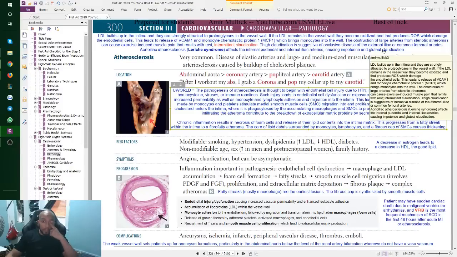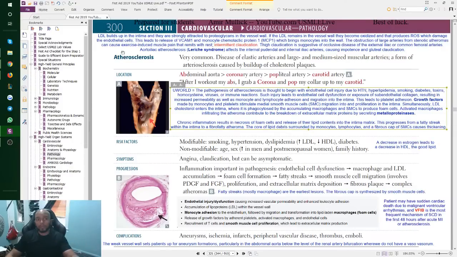The obstruction of large arteries from stenotic atheromas can cause exercise-induced muscle pain that remits with rest. So exercise-induced muscle pain that goes away when you stop exercising. That is called intermittent claudication, which is always a big sign of something wrong with your blood vessels, and in this case, atherosclerosis. Thigh claudication is suggestive of occlusive disease of the external iliac or common femoral artery. Aortic-iliac atherosclerosis, known as Leriche syndrome, affects the internal pudendal and internal iliac arteries, causing impotence and gluteal claudication.